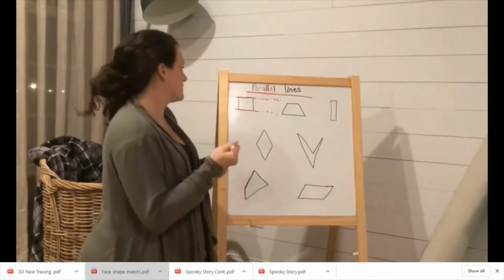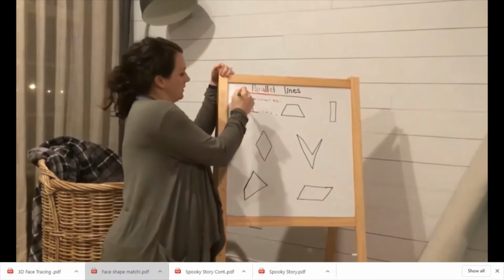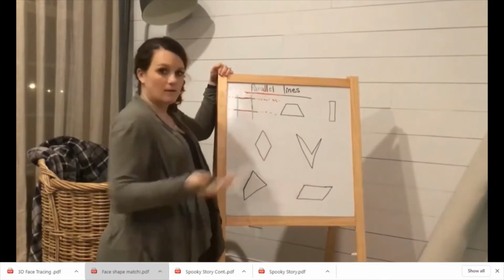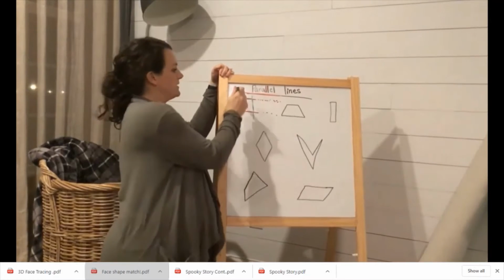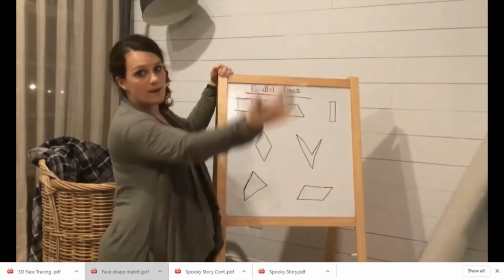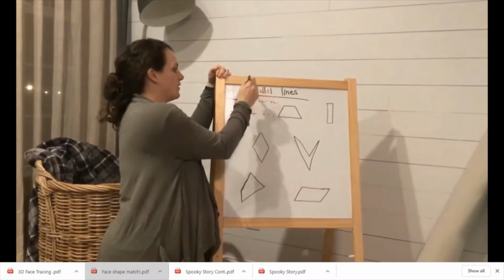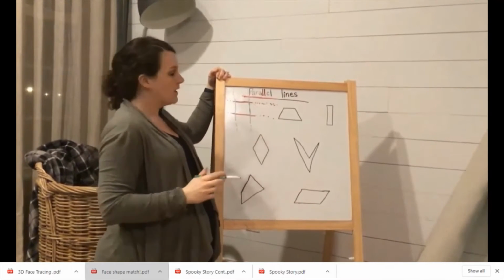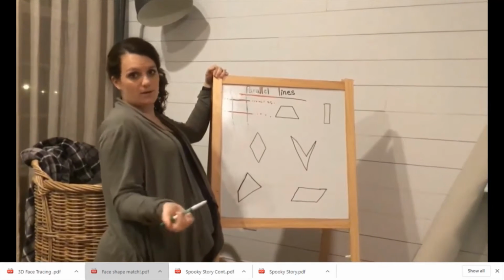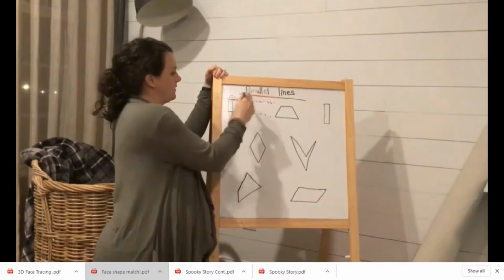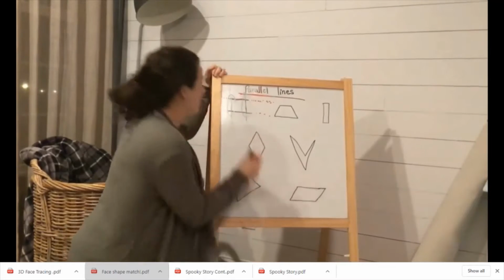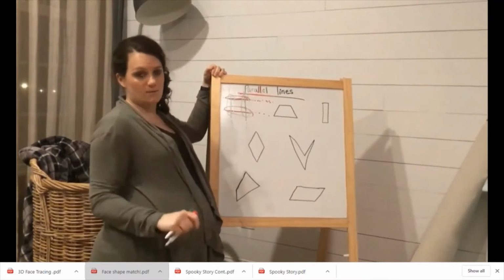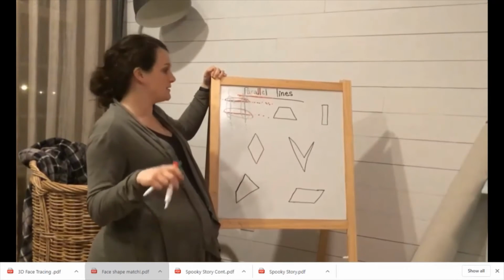If we look at the other sides, this side and this side, also parallel. If they continued on and on, all the way out into outer space, forever and ever, as far as they could possibly go, they will never touch. So a square has two sets of parallel sides. It has this set, and then it has this set here. So a square has two sets of parallel lines or parallel sides.